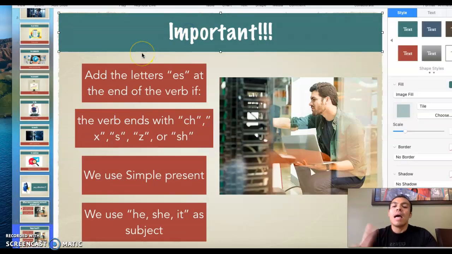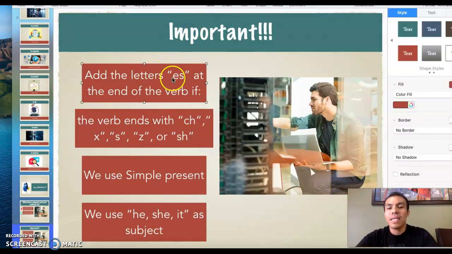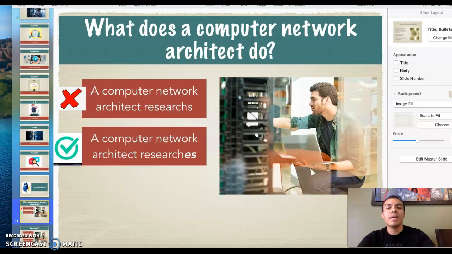Important. Add the letters es at the end of the verb if. Number 1, the verb ends with ch, x, s, z, or sh. Number 2, we use simple present. No simple past, no future. And number 3, we use he, she, it as subject. Okay? So let's pay attention again to the example.